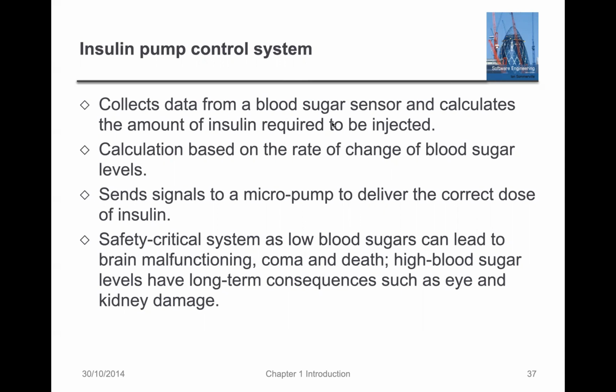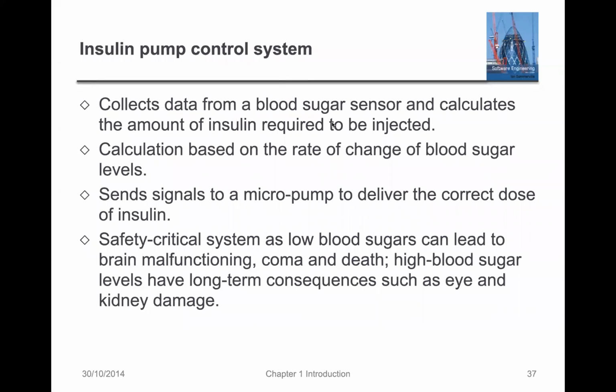It is a safety critical system, as low blood sugar can lead to brain malfunctioning. So, as we said, you need a system that is reliable and dependable. If you design a system that detects that the blood sugar is low and maybe it's not low, and you give the person insulin, this will result in high blood sugar, which has long-term consequences such as eye and kidney damage. So you might in the long term be killing a person without knowing, because you designed faulty software. But also it might be recording the blood sugar, and the blood sugar might be low without the system or the software knowing.